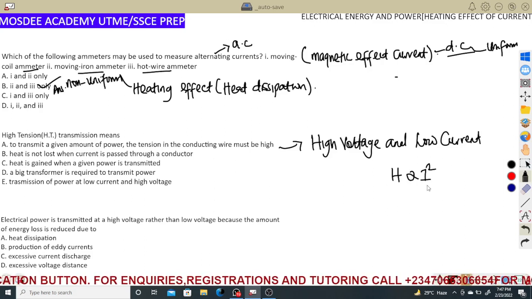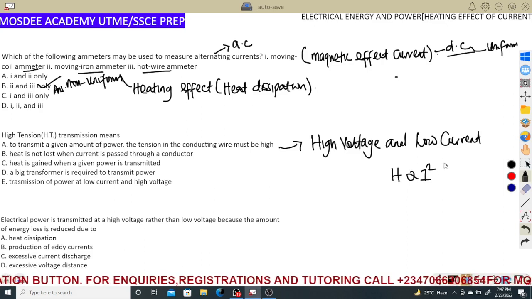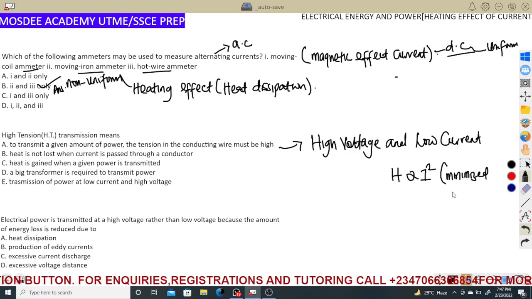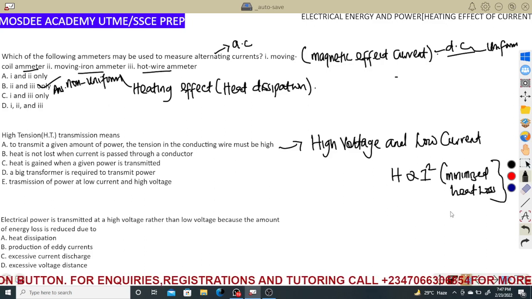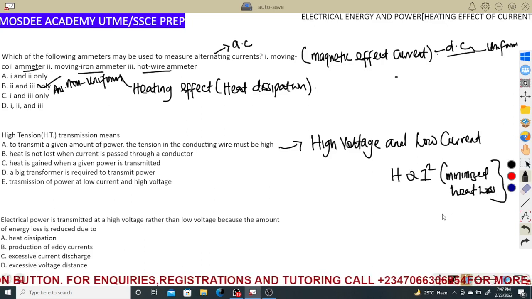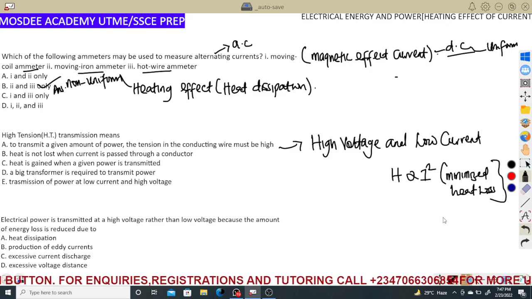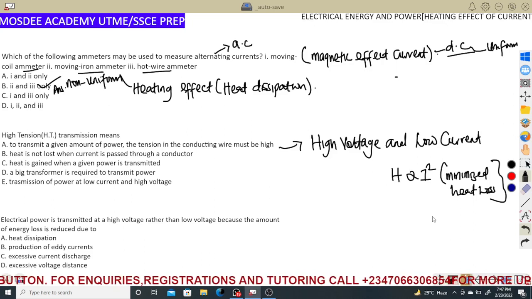We now use high voltage and low current to minimize heat loss. Heat loss by what? By dissipation. So when we talk about heat loss by dissipation, we're talking about the heating effect. To avoid it becoming hot: all the wires that we use to transmit electricity will be hot if they are transmitted at high current.